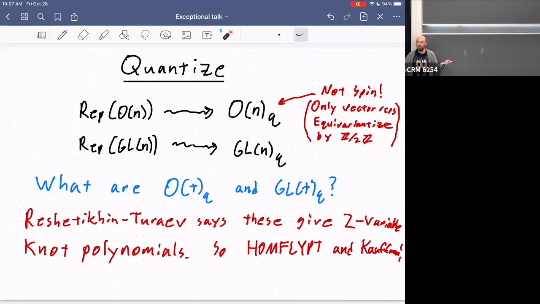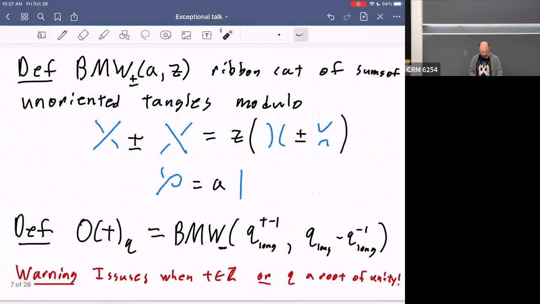We expect two of them. We know two of them. So presumably, this is just telling you HOMFLY and Kauffman. And in fact, that's true. You can check that at the correct values of the parameter, Kauffman and HOMFLY agree with GL_n,q and O_n,q. Okay, so HOMFLY is GL_n and Kauffman, or BMW, is O_n. Any questions about that? All right.